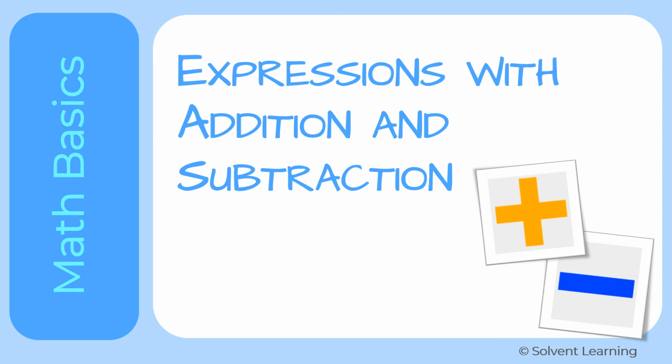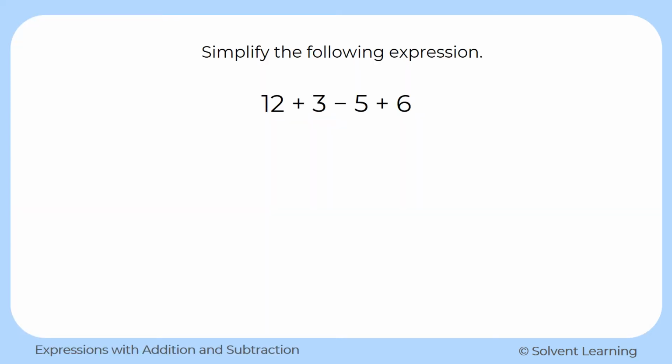We just learned about the order of operations, which we used to help us simplify expressions. So first we're going to see how we can apply the order of operations to simplify expressions that have addition and subtraction in them. So let's simplify the following expression. We have 12 plus 3 minus 5 plus 6.